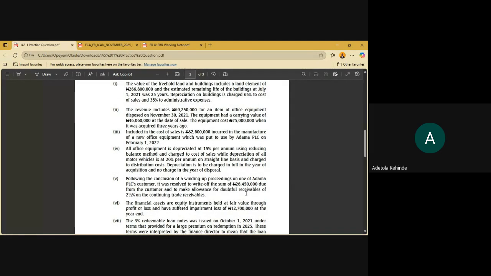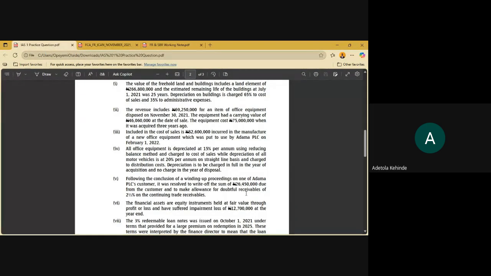Additional information. 1. The value of the freehold land and building includes the land element of 266,800,000 and the estimated remaining life of the building at July 1, 2021 was 25 years. Depreciation on building is charged 65% to cost of sales and 35% to admin expense. The revenue includes 69,250,000 for an item of office equipment disposed on November 30th, 2021. The equipment had a carrying value of 46,060,000 at the date of sale. The equipment cost 75 million when it was acquired 3 years ago.